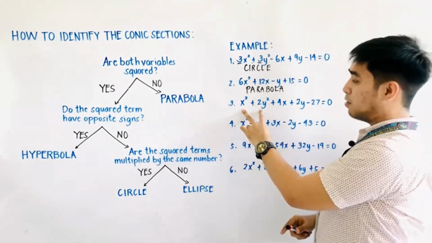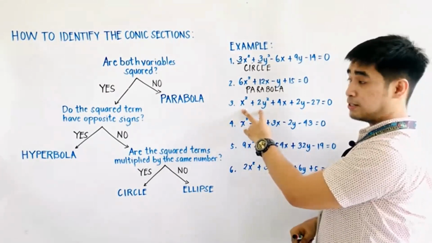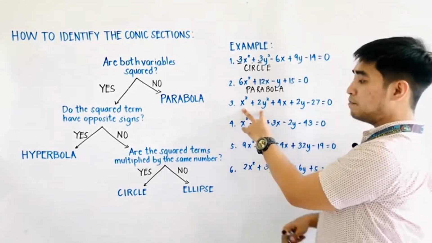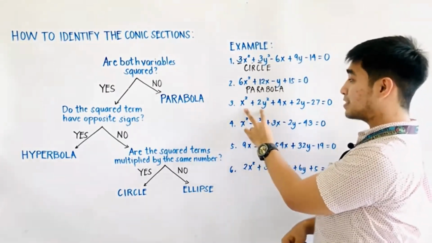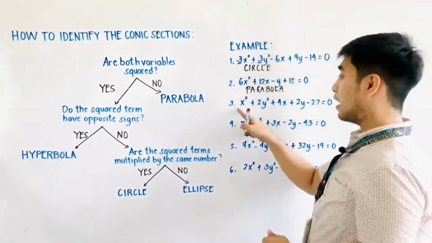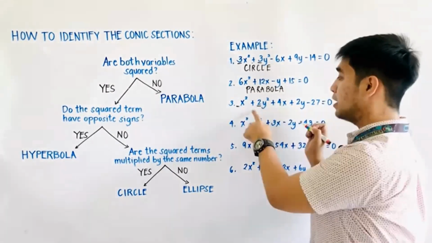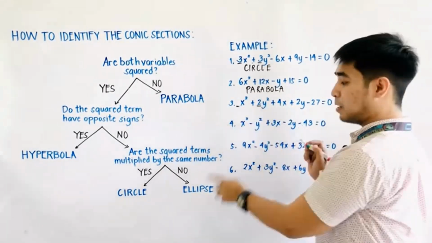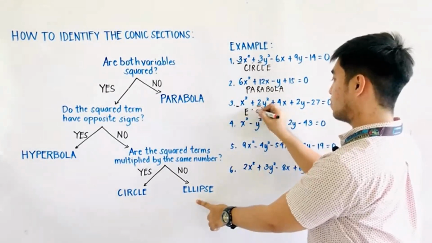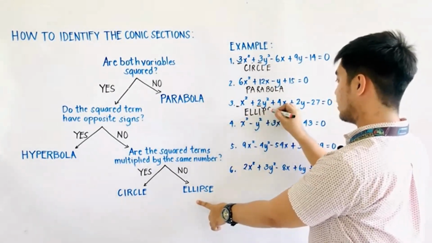Do the squared terms have opposite signs? No, because they are both positive. Are the squared terms multiplied by the same number? This is x squared and this is 2y squared. Therefore, they are not multiplied by the same number. And if they are not multiplied by the same number, it is an ellipse. Very good. It is an ellipse.